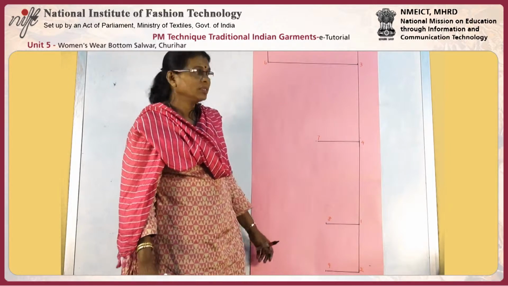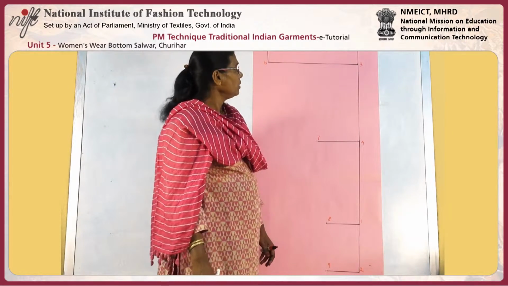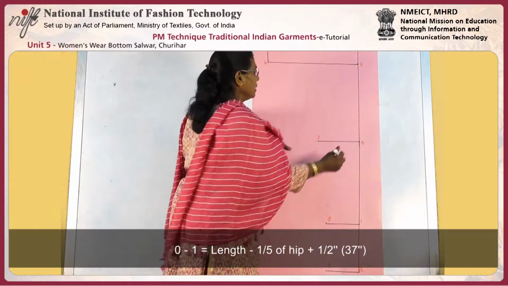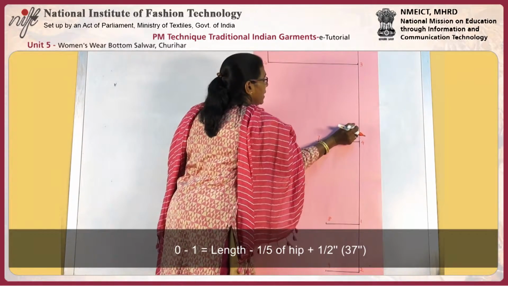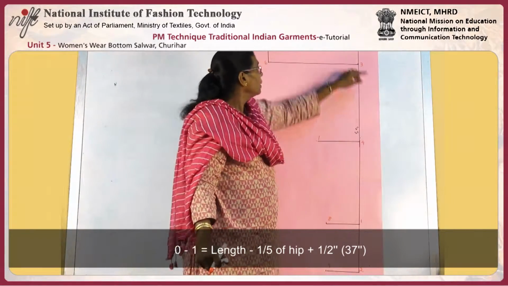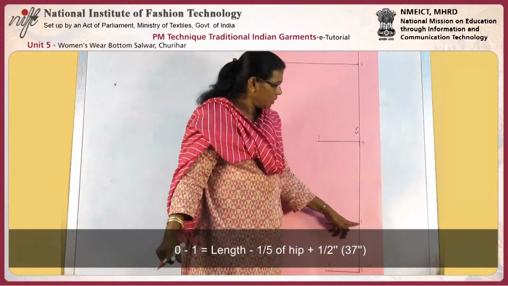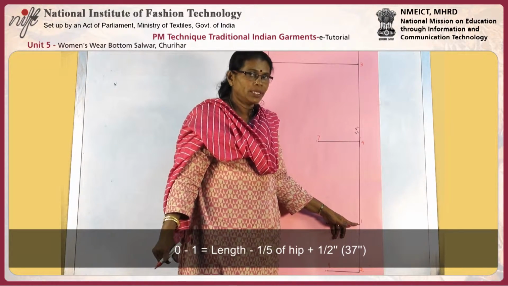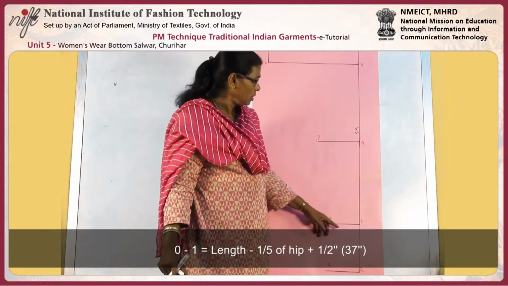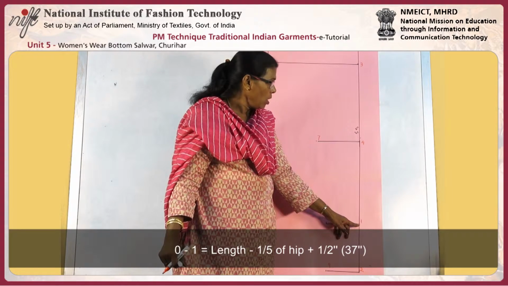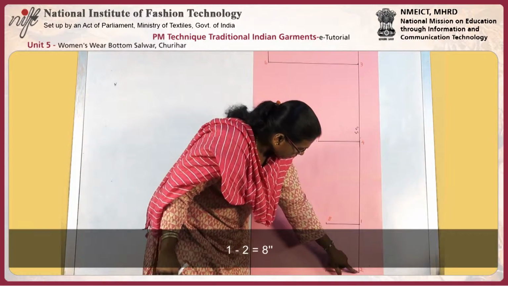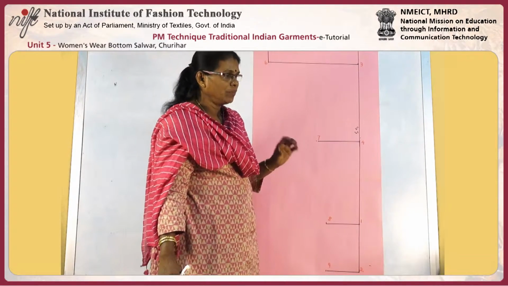This is the leg part for the churidhar. Again we have to draw a perpendicular line, and this is the side seam line, and draw perpendicular line, and 0,1 is the total length minus waist belt width plus half an inch. So we marked around 34 inches at here. Then 1 to 2 is equal to 8 inches for the churi effect.